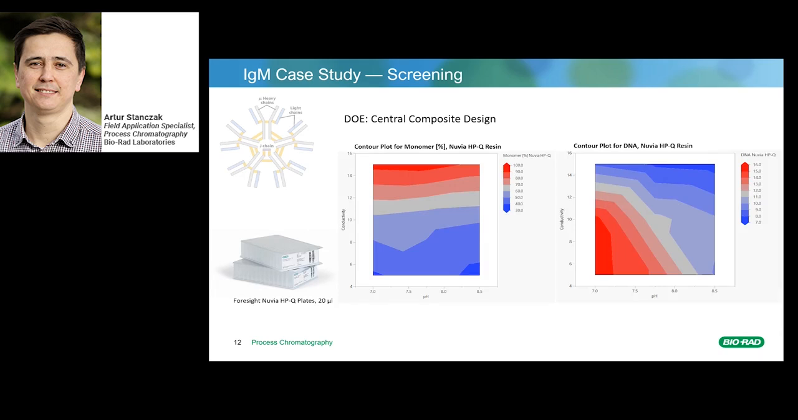Here are contour plots generated based on the DOE study. On the left-hand side, the monomer response shows that the pH is not a significant factor. Monomer content changes only with the change of the conductivity and remains very similar regardless of the pH change. For residual DNA content, banded response lines indicate there are some interactions between the factors tested.